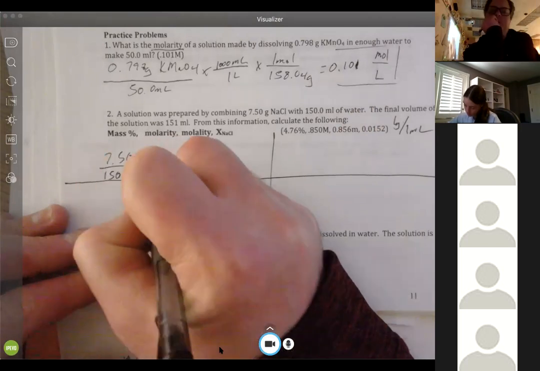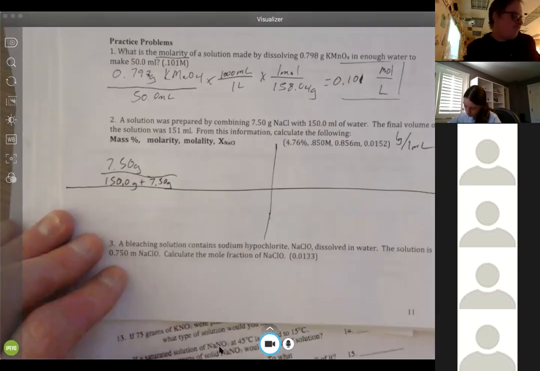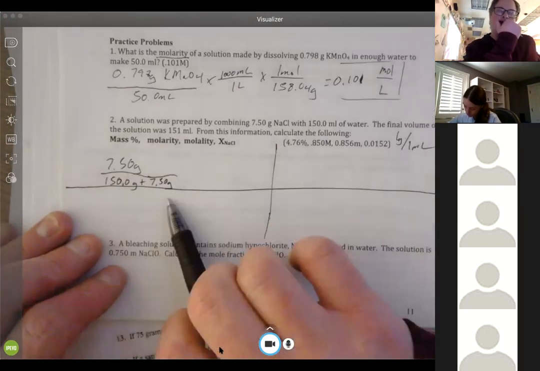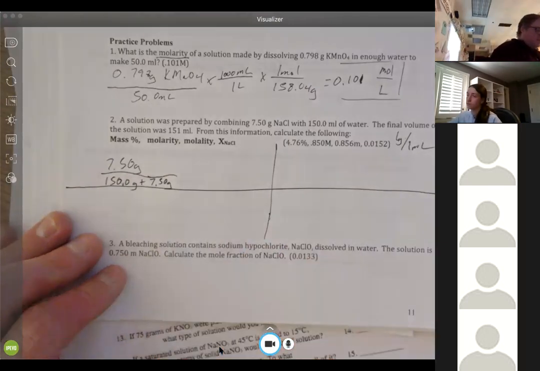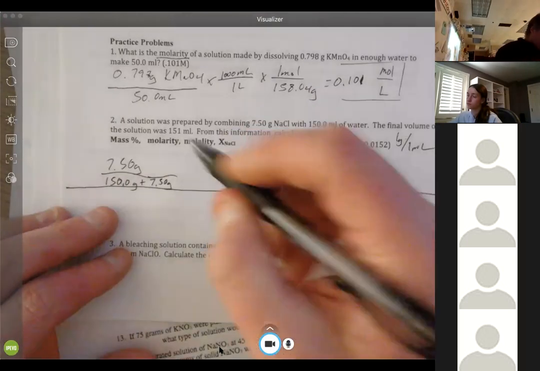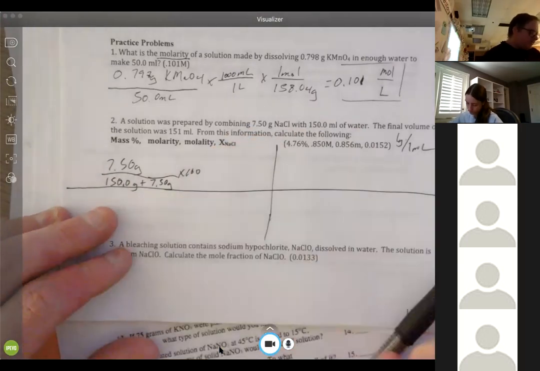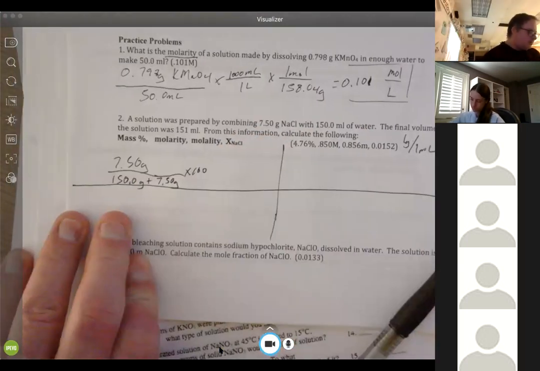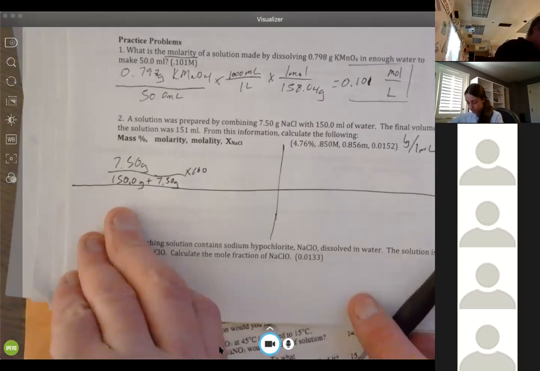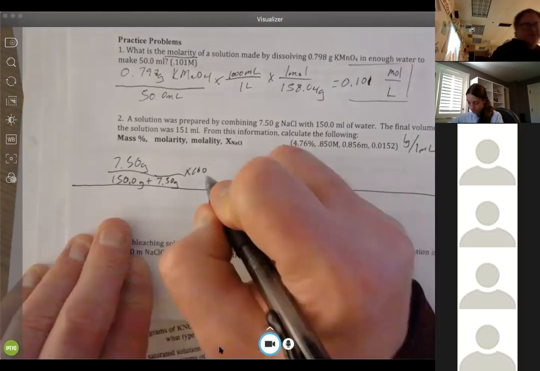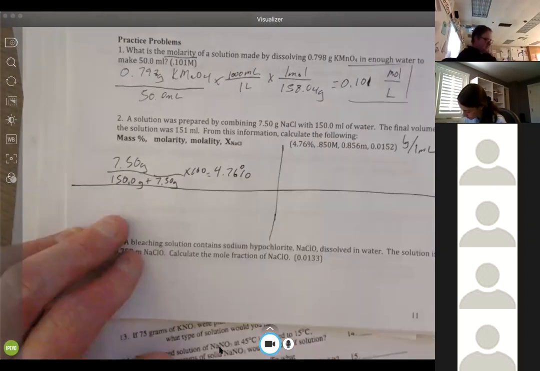Explain why it's both. Because you have to take the mass of the solvent and the mass of the solute to get the total mass of the solution. There we go, right? Make sense? So with that, we then need to make sure that we multiply that by 100. 7.50 divided by 157.50 times 100. It's about 4.7619. Always got two decimal places with percent for this class. And we get 4.76.